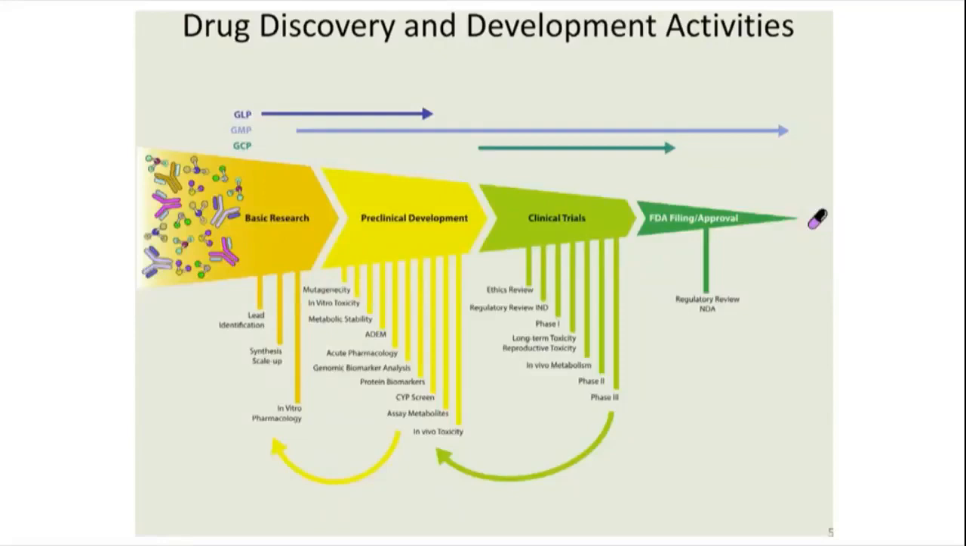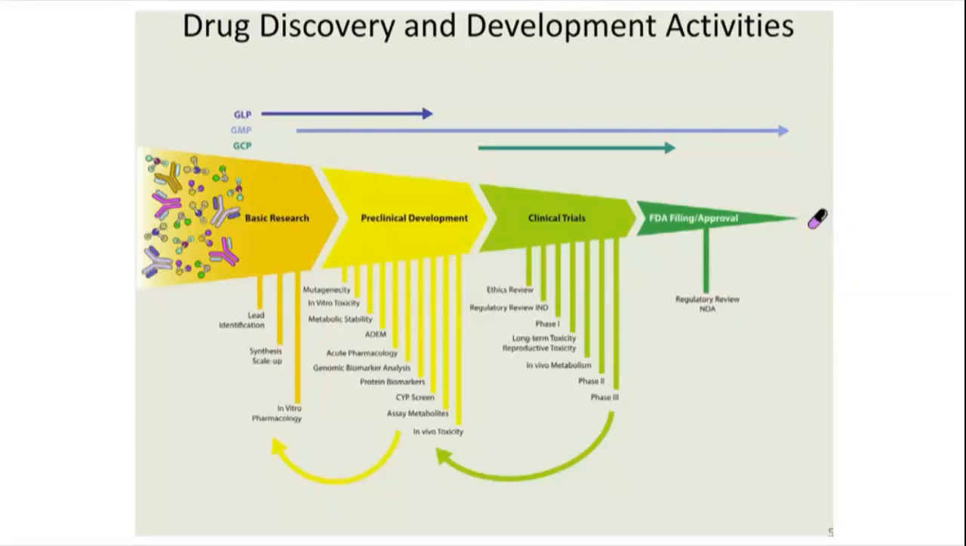This is very briefly the drug discovery and development activities, where we have basic research, going to preclinical development, clinical trials, and going for FDA approval or drug regulatory approvals. In the preclinical development, whole animals are used because you will be able to show the absorption, distribution, and metabolism related things. Drug metabolism related studies can be done. In vivo toxicity can be done, plus the pharmacologic actions, which help to cure the disease, can also be studied here.